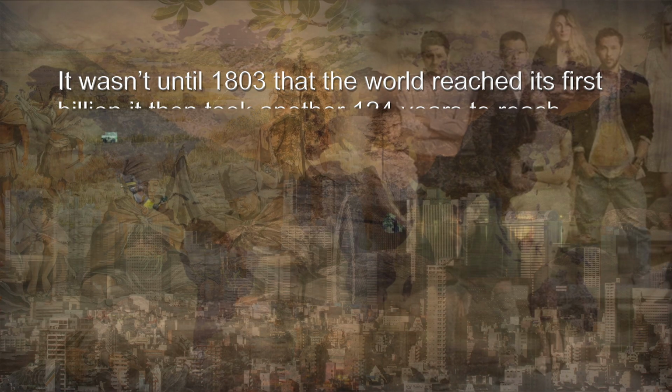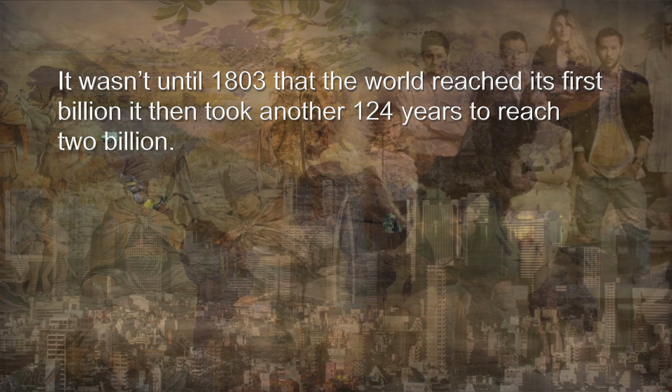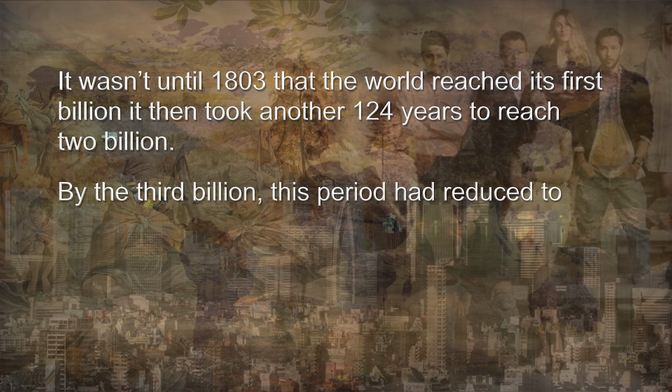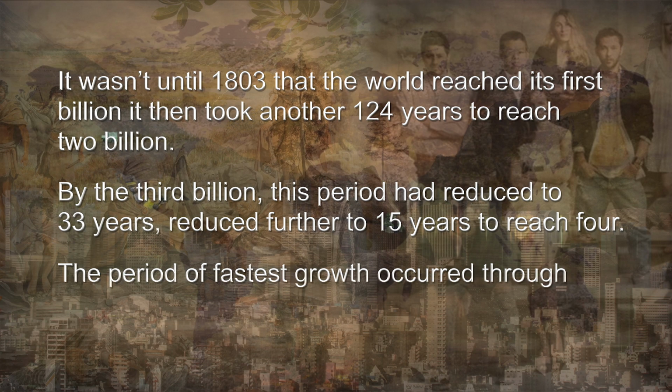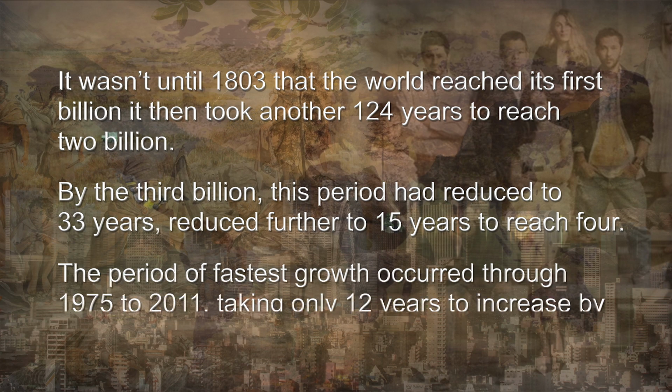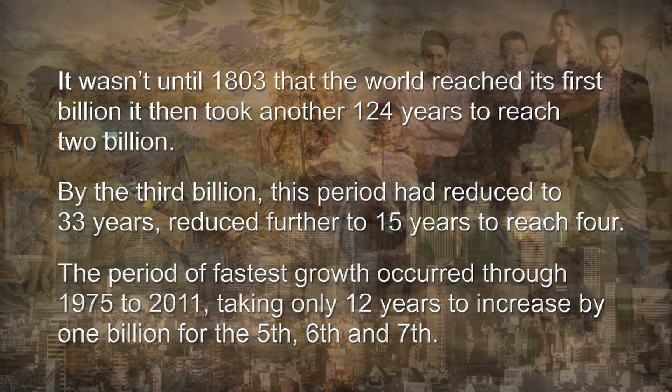It wasn't until 1803 that the world reached its first billion. It then took another 124 years to reach 2 billion. By the third billion, this period had reduced to 33 years, and further to 15 years to reach 4 billion. The period of fastest growth occurred from 1975 to 2011, taking only 12 years to increase by 1 billion for the 5th, 6th and 7th.